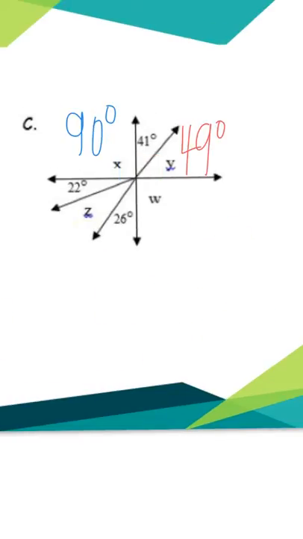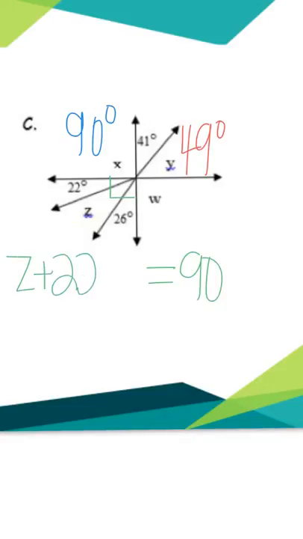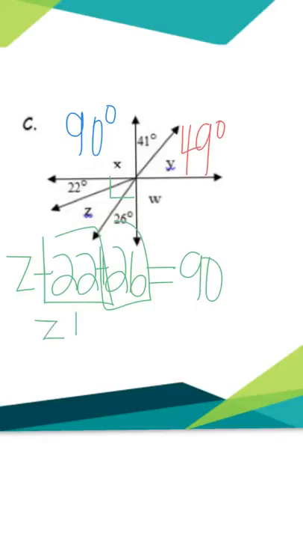And now for z. You will see that the 22, the z, and the 26 all add up to 90 degrees. So, if we combine like terms, these two constants, a plus 22 and a plus 26, we will get z plus 48 equals 90 degrees.